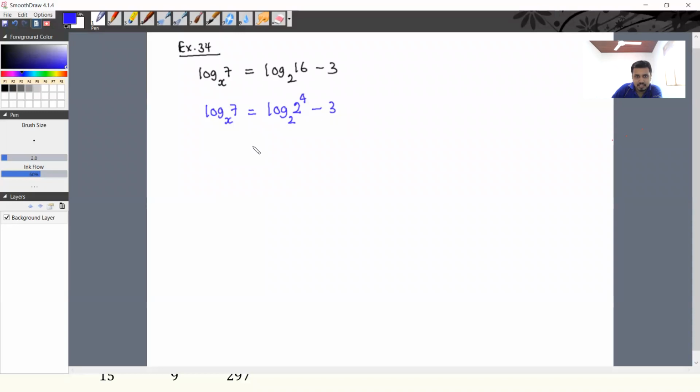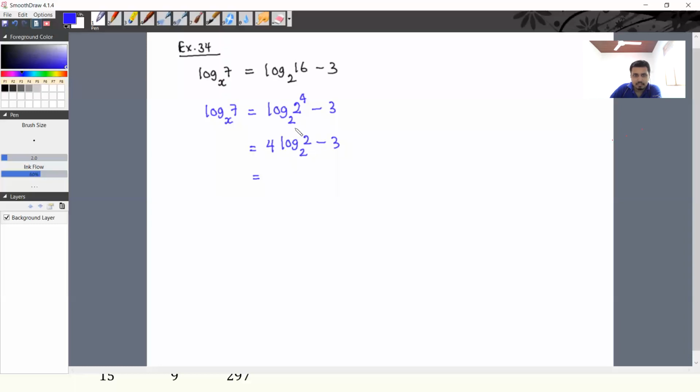Then, using the third law of logarithm, what can we do? We can take this power value to the front. Then it will become 4 into log of 2 to the base 2 minus 3. We have taken this power value to the front using the third law of logarithm.